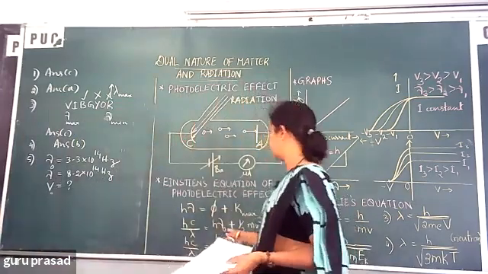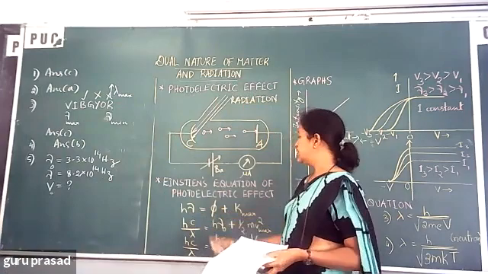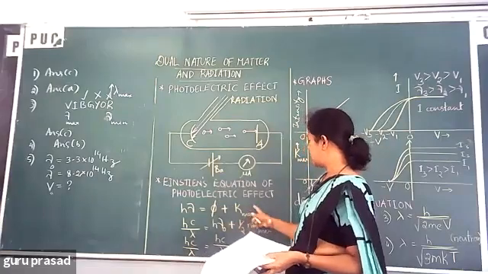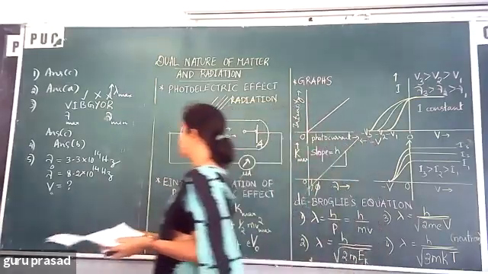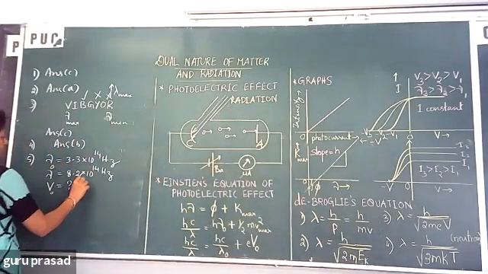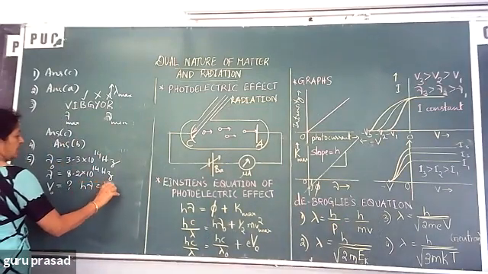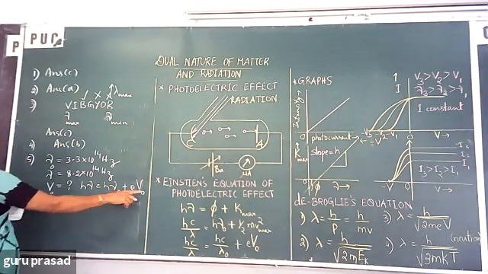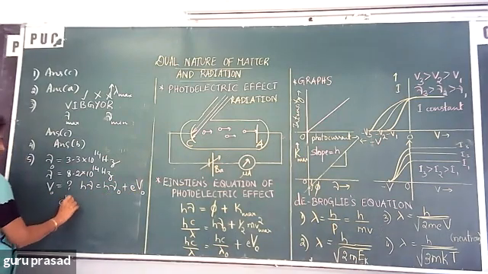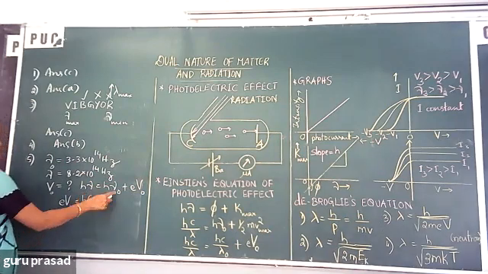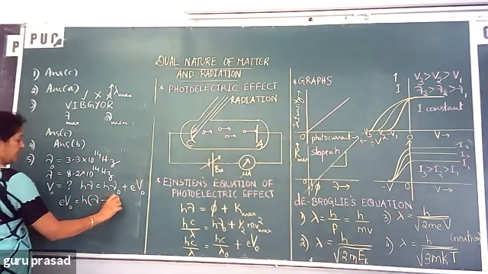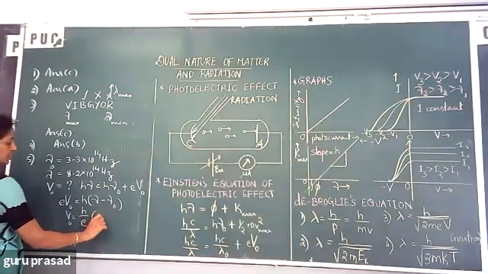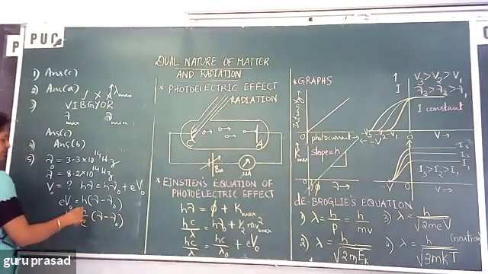We have the equation here, I hope you can see. H nu is equal to phi, which you can write as H nu naught, plus kinetic energy, which is EV naught. So H nu is equal to H nu naught plus EV naught. We want V naught, so EV naught is equal to H into nu minus nu naught. Now V naught is H by E into nu minus nu naught. We will substitute all these.